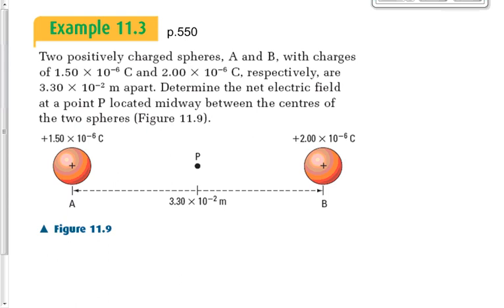What about this one? Let's try this one. Here's a new one. 11.3 on page 550. 2 positively charged spheres, A and B, with charges of 1.5 times 10 to the negative 6 and 2.0 times 10 to the negative 6 are 3.3 times 10 to the minus 2 meters apart. What's the electric field midway in between them? I don't know about you, but when I see this question, it kind of rings a bell a little bit. What does this remind you of a little bit?